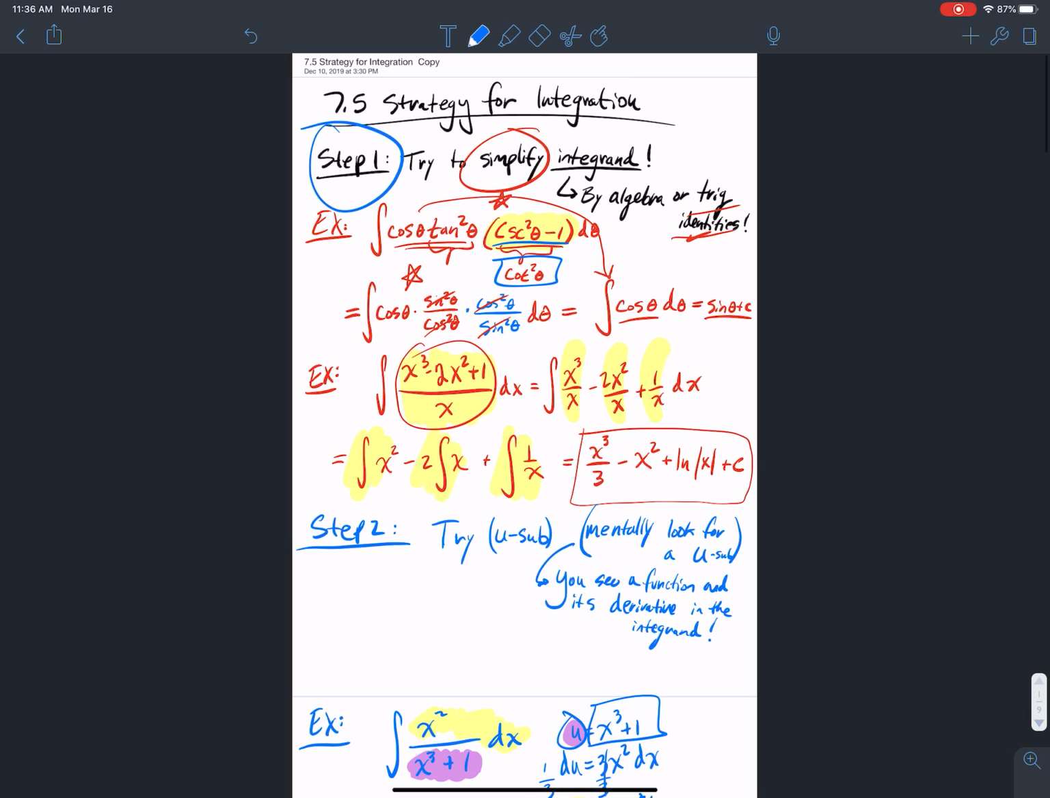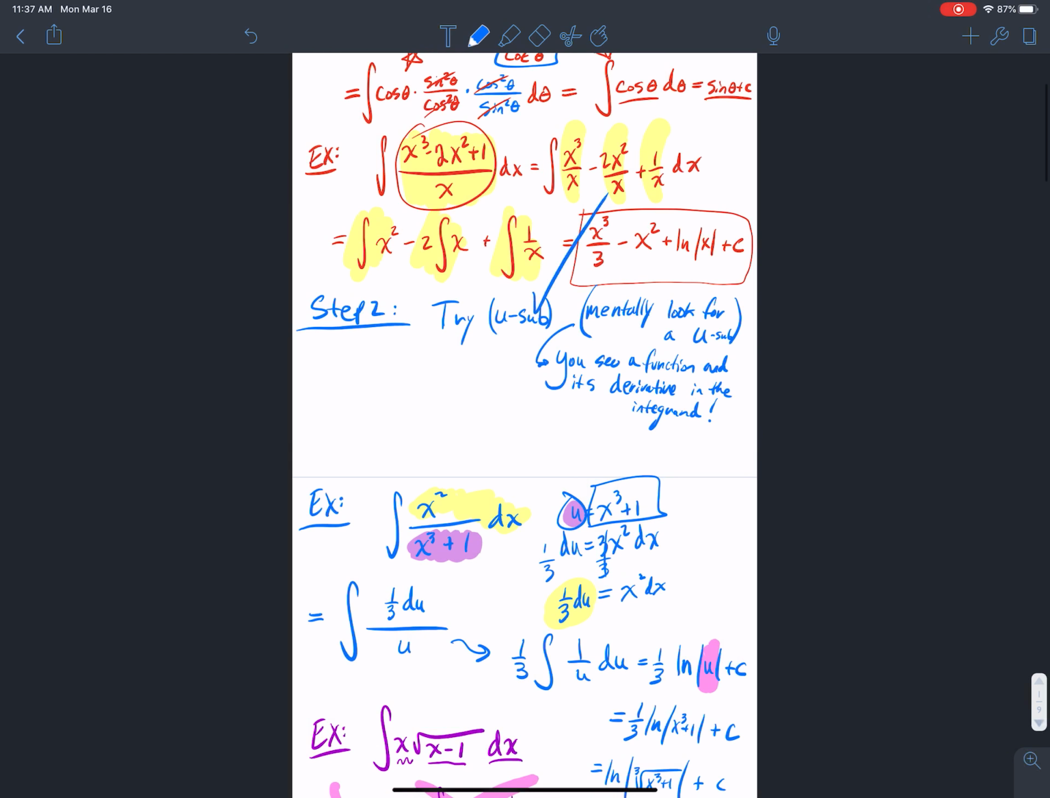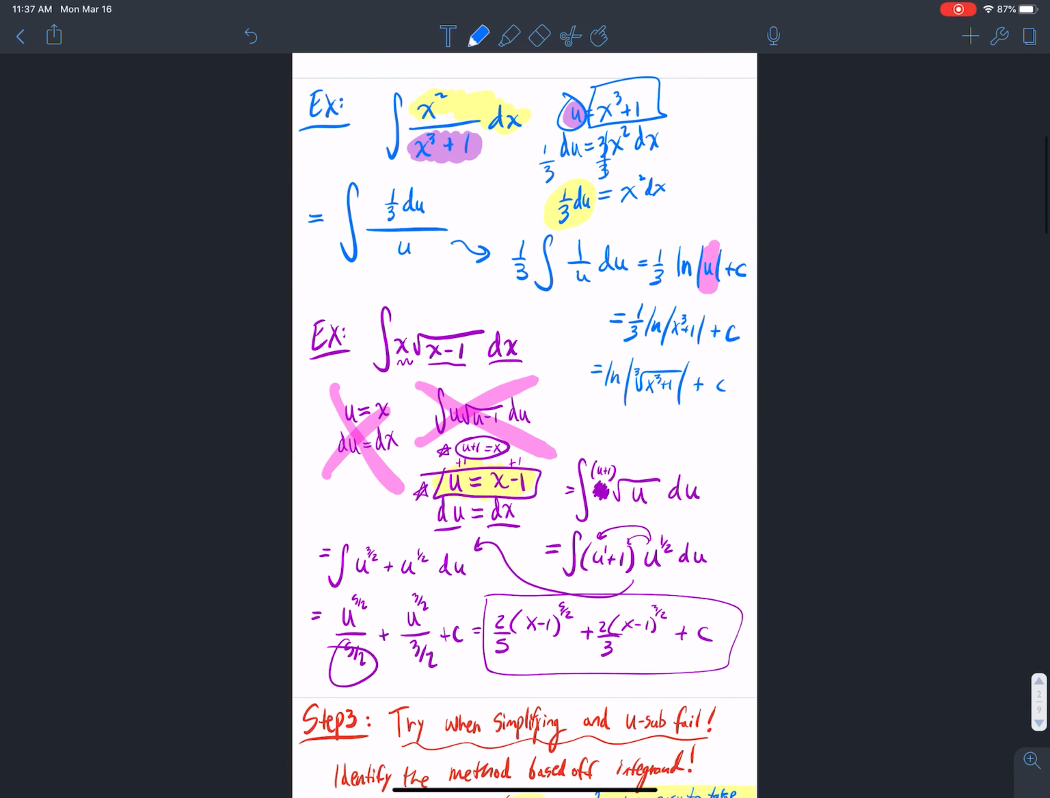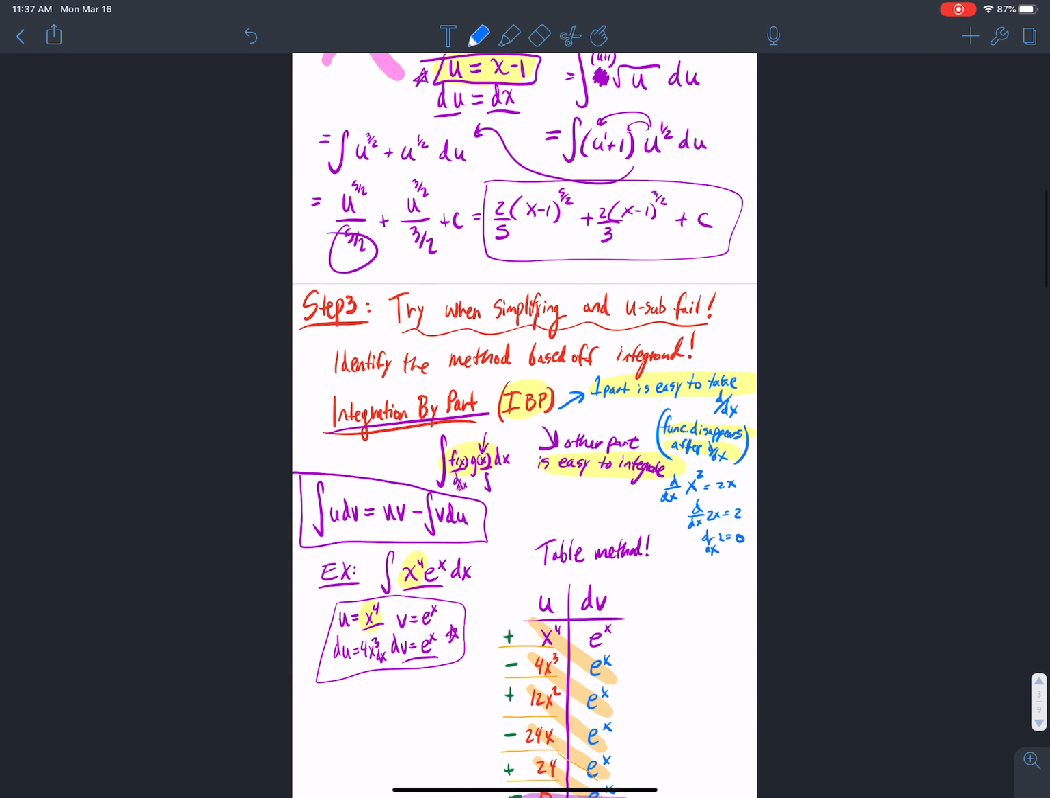Strategies. Number 1, simplify. If I can simplify, great. If I can't, try U-sub. Step 2, U-sub. If I can't do a U-sub, then I've got to go into my Cal 2 tricks.